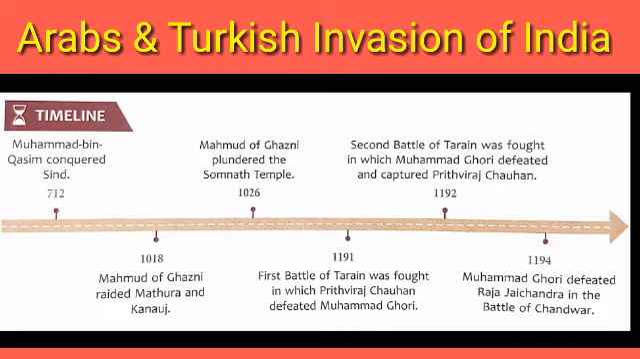In 1191, the first battle of Tarain was fought in which Prithviraj Chauhan defeated Muhammad Ghori, children. In 1192, the second battle of Tarain was fought in which Muhammad Ghori defeated and captured Prithviraj Chauhan. In 1194, Muhammad Ghori defeated Raja Jayachandra in the Battle of Chandwar.